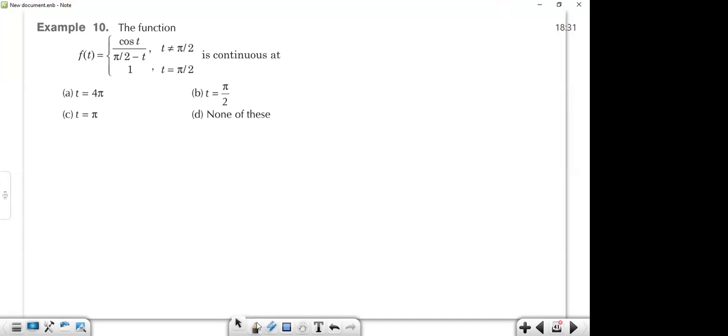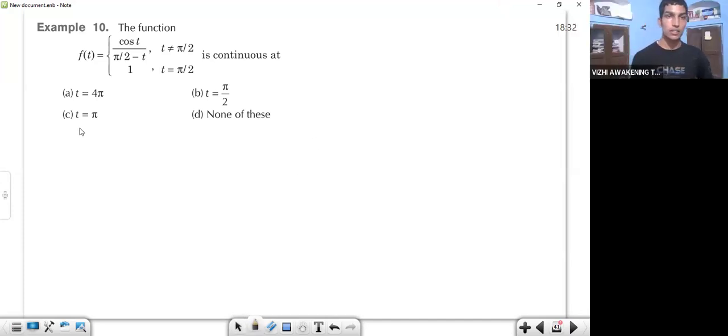Okay. So now let's discuss this example. The function is continuous at certain points given. Whenever there is any doubt in the continuity of the function, it may arise at the point where the function's definition is changing. Whenever the function's definition is changing, it is most probable that the function will become discontinuous, right?